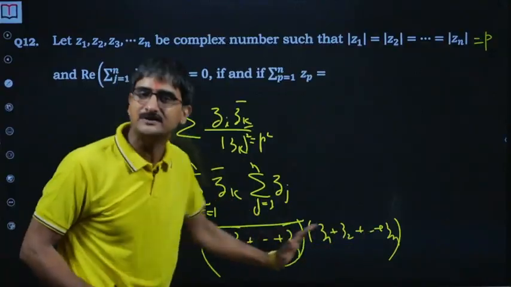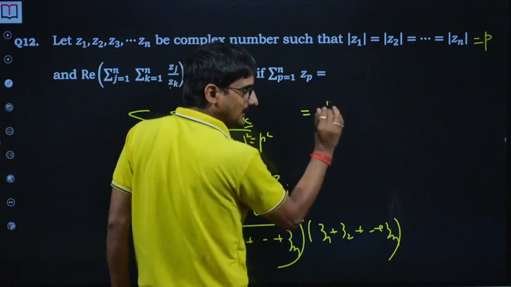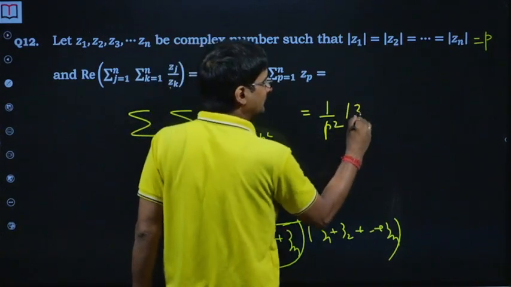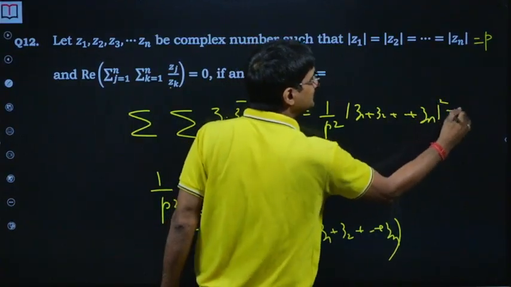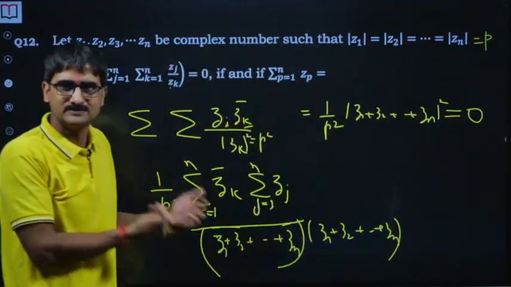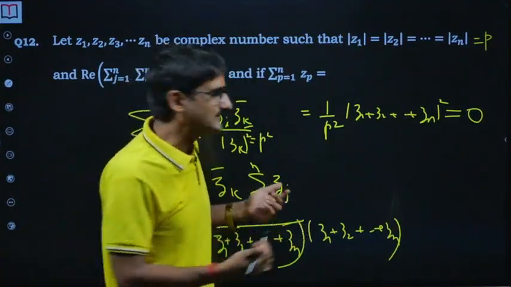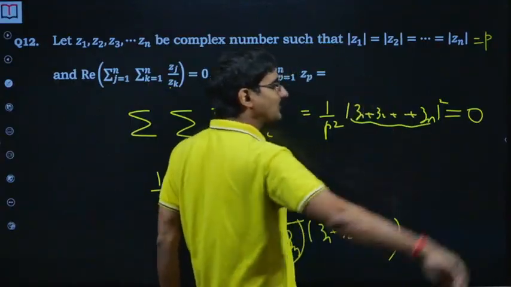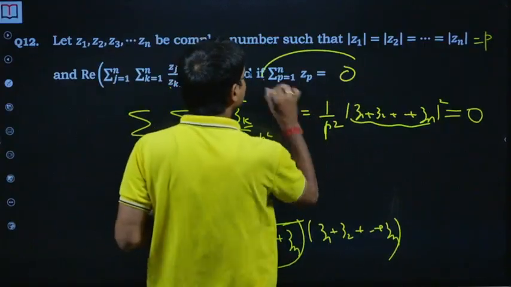Now complex number into its conjugate is nothing but, so it's 1 by p square into mod of z1 plus z2 and so on whole square, and this is 0. There's no imaginary part here. This is 0. So when is that possible? This is possible only when the sum of all these complex numbers is 0. So hence the answer should be 0 here. So that is question number 12.